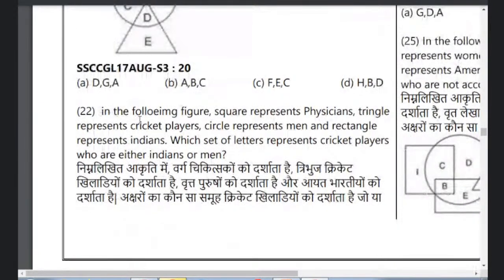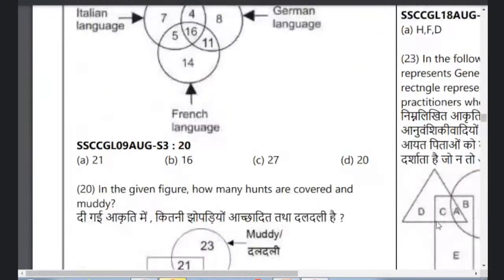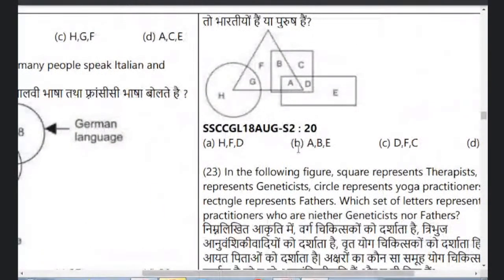In question 22, square represents the physician, triangle represents the cricket player, circle represents the man, and rectangle represents the Indian. So we have to find which letters represent cricket players, which lie in the triangle, and who are either Indian or man. Men lie in the circle, Indians lie in the rectangle. Triangle, circle, and rectangle. Which option is the correct option?